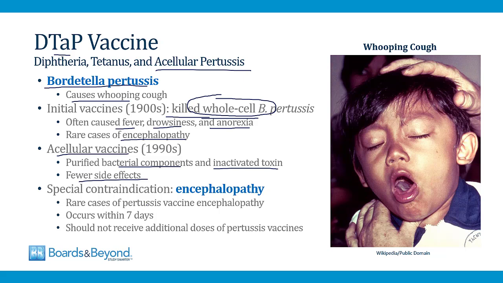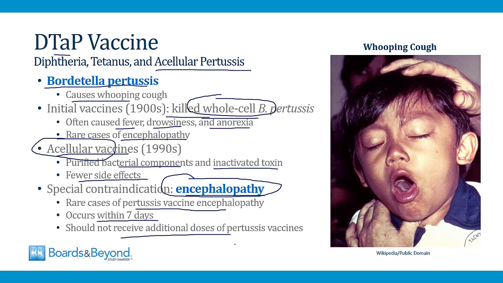There is one special contraindication to this vaccine, however, that you should know for your board exams, and that is encephalopathy. Even with the acellular version of the pertussis vaccine, there have still been rare cases of pertussis vaccine encephalopathy reported. They usually occur within 7 days of receiving vaccination. So if a child develops encephalopathy after their first or second dose of the DTP vaccine, they shouldn't receive any additional doses. And this is a special contraindication that only applies to the DTP vaccine, and it's because of the pertussis component of that vaccine.